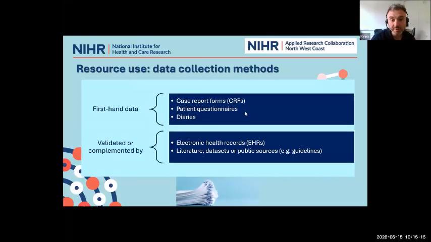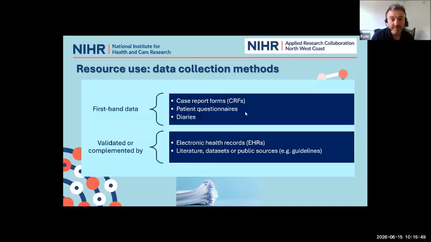Then with resource use, how we collect that data, we have our first-hand collected data, and then that can be validated or supported by other sources. So case report forms are direct recordings of resource use done by the researchers at the time it was provided. It's meant to be as contemporaneous as possible. So that's recorded, and then that can be supported by electronic health records, which should be available also.